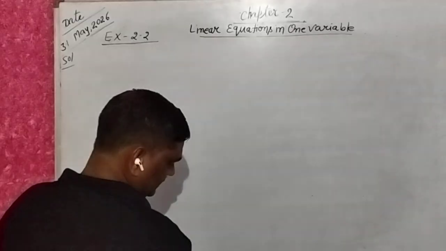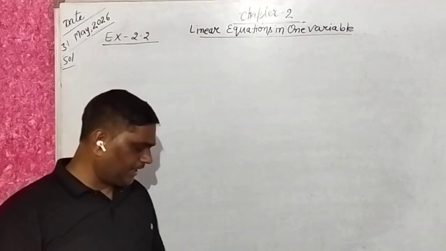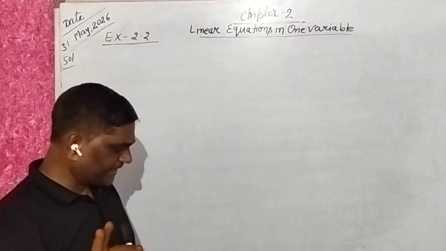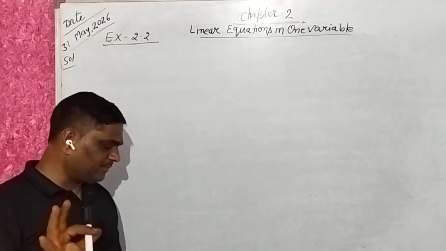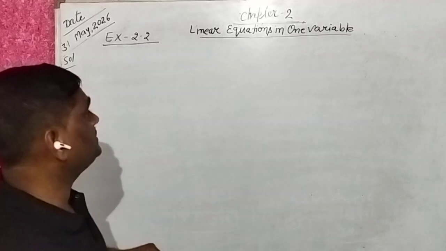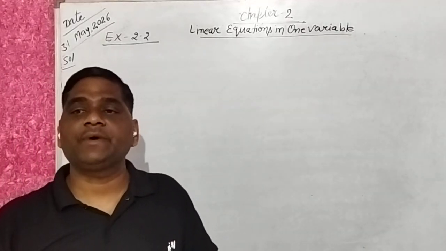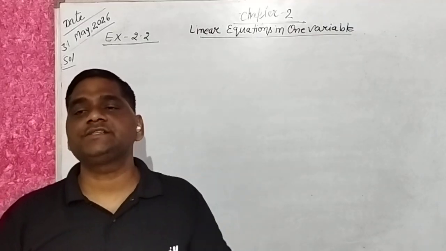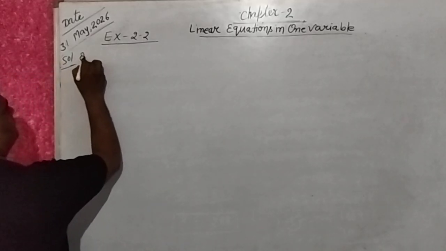Question number 8. Three consecutive integers are such that when they are taken in increasing order and multiplied by 2, 3, 4 respectively, they add up to 74. Find these numbers. First of all, what is the meaning of consecutive numbers? One number to the next, step by step, in increasing order: 1, 2, 3, 4, 5, 6, 7. That is consecutive numbers.